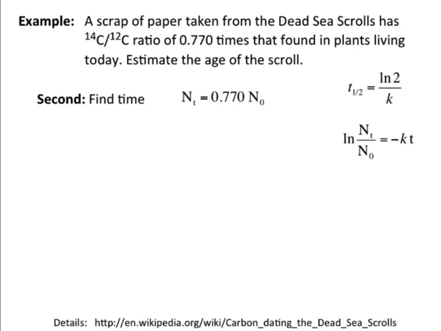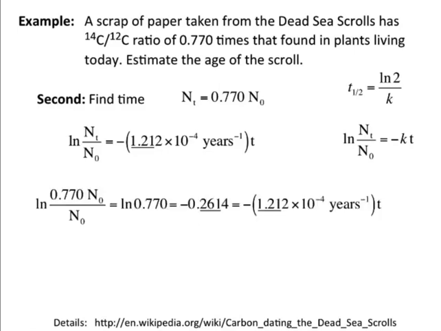We're also going to use the fact that at our time now, the number of carbon-14 nuclei is 0.770 of what we started with, which is plants living today. So when this plant was alive, it had 1. Now it's decayed to 0.77. So here's the equation for the first order integrated rate law. We've already plugged in the k that we found on the last slide. And then let's plug the rest of the stuff in.